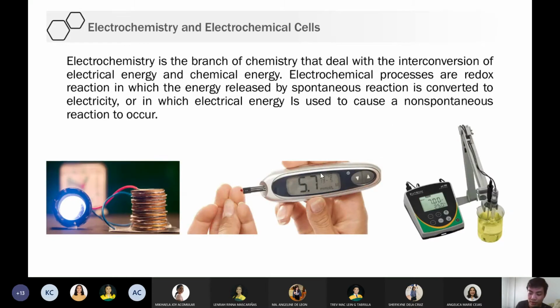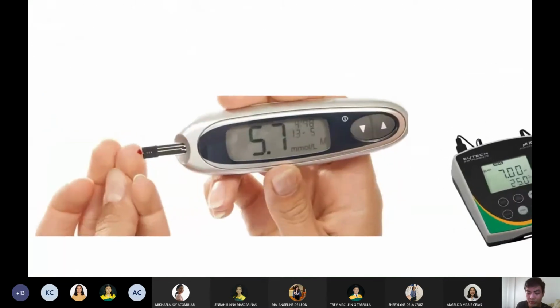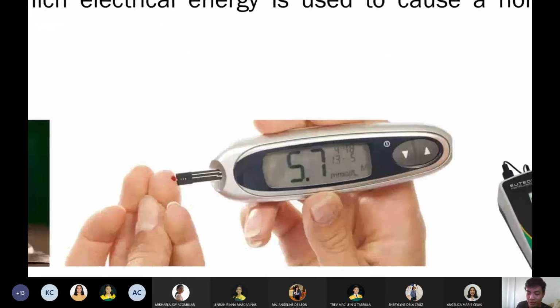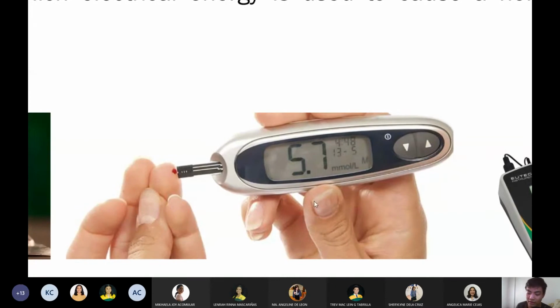Okay, so let's talk about this device here. You should be familiar with this. If not, okay lang. So this device is called the glucometer or the glucose meter. I actually have one here sa bahay, although walang diabetic sa amin. Just so happened na natripan ko lang bumili dati sa Bambang. Okay. So this is the glucose meter, and then you have a test strip here.